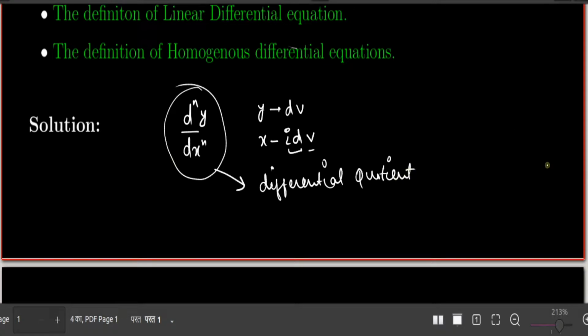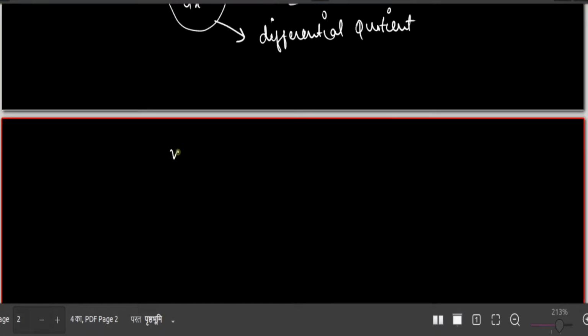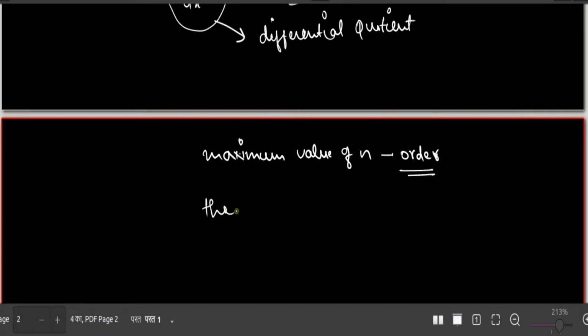Okay, now the maximum value of n, I'll write it clearly, the maximum value of n is called the order of the differential equation. So the highest order of the derivative that is being taken in a differential equation is called the order, and the exponent or the power of the highest order term is called the degree.